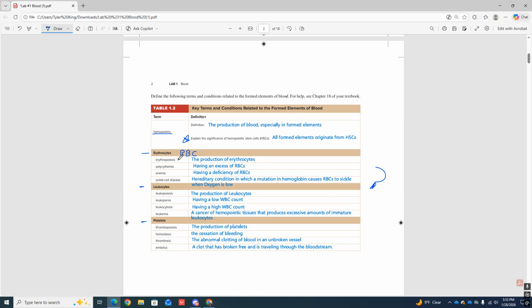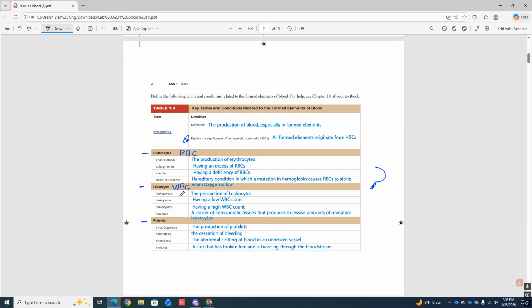Okay, so that's red blood cells. Then we have leukocytes. Leuko means white in Greek, and cyte means cells. So it is simply just white blood cells. Leukocytes, white blood cells, WBCs. And then, so leukopoiesis.